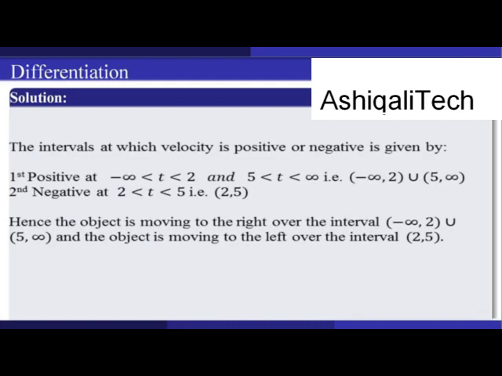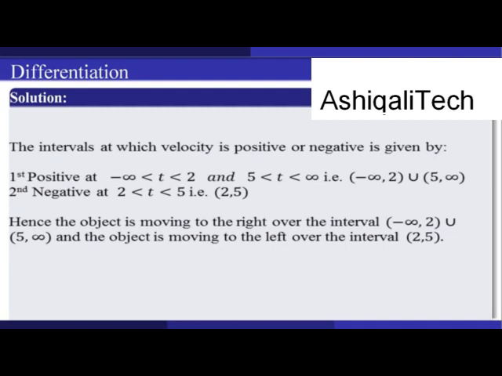The intervals at which the velocity is positive or negative are given by s prime of t. First, it is positive when minus infinity is less than t is less than 2, and 5 is less than t is less than infinity. That is, when t is between minus infinity and 2, and also when t is between 5 and infinity, it is positive. For the second step, it is negative when t is between 2 and 5.